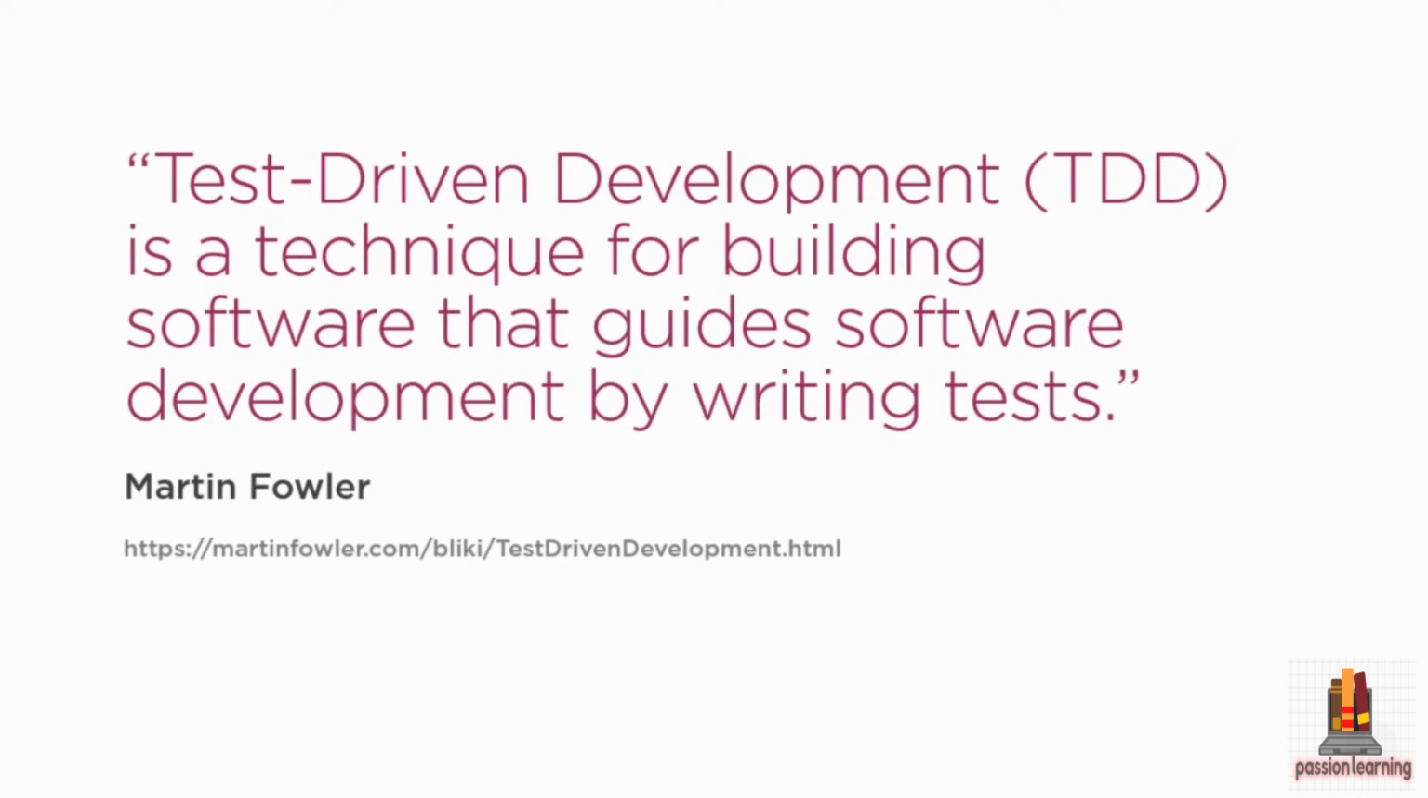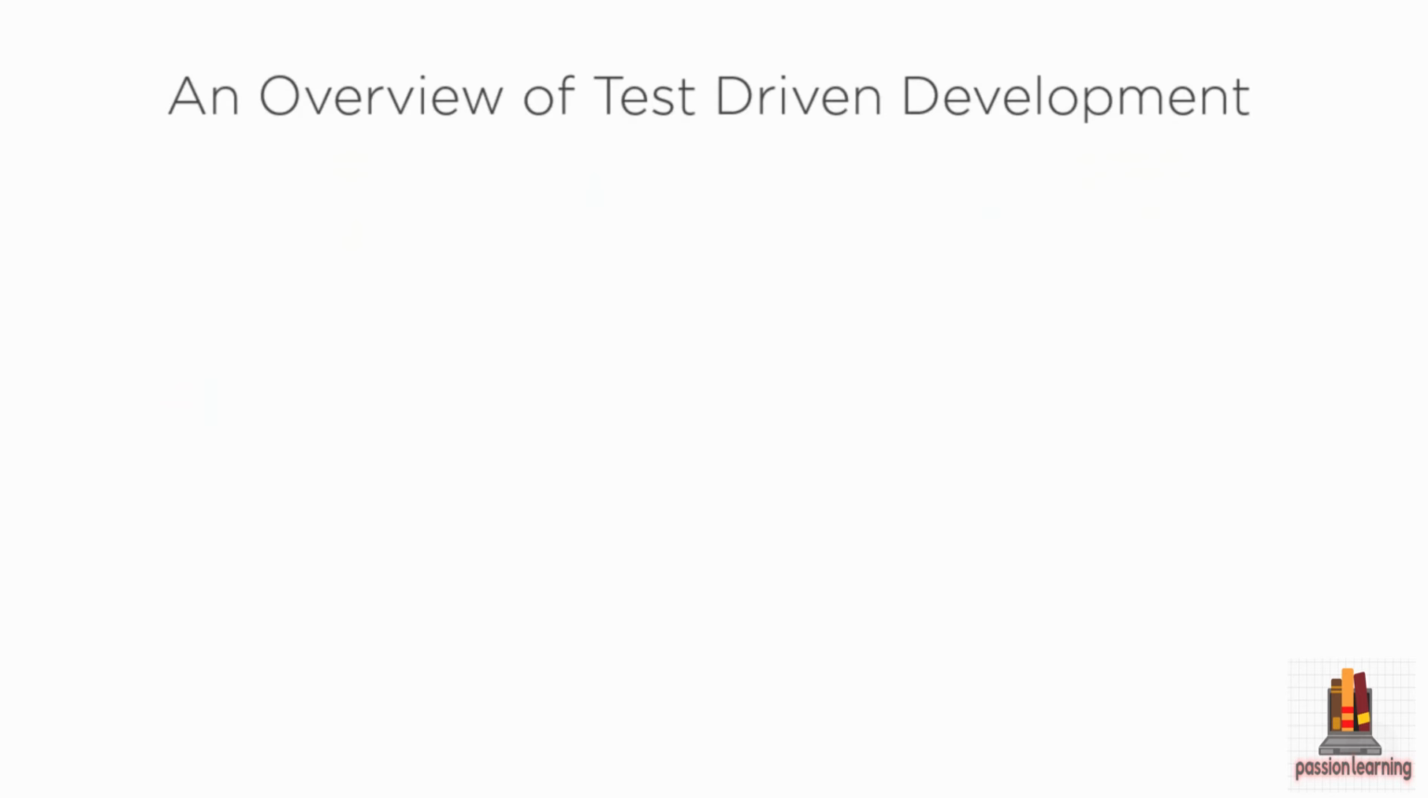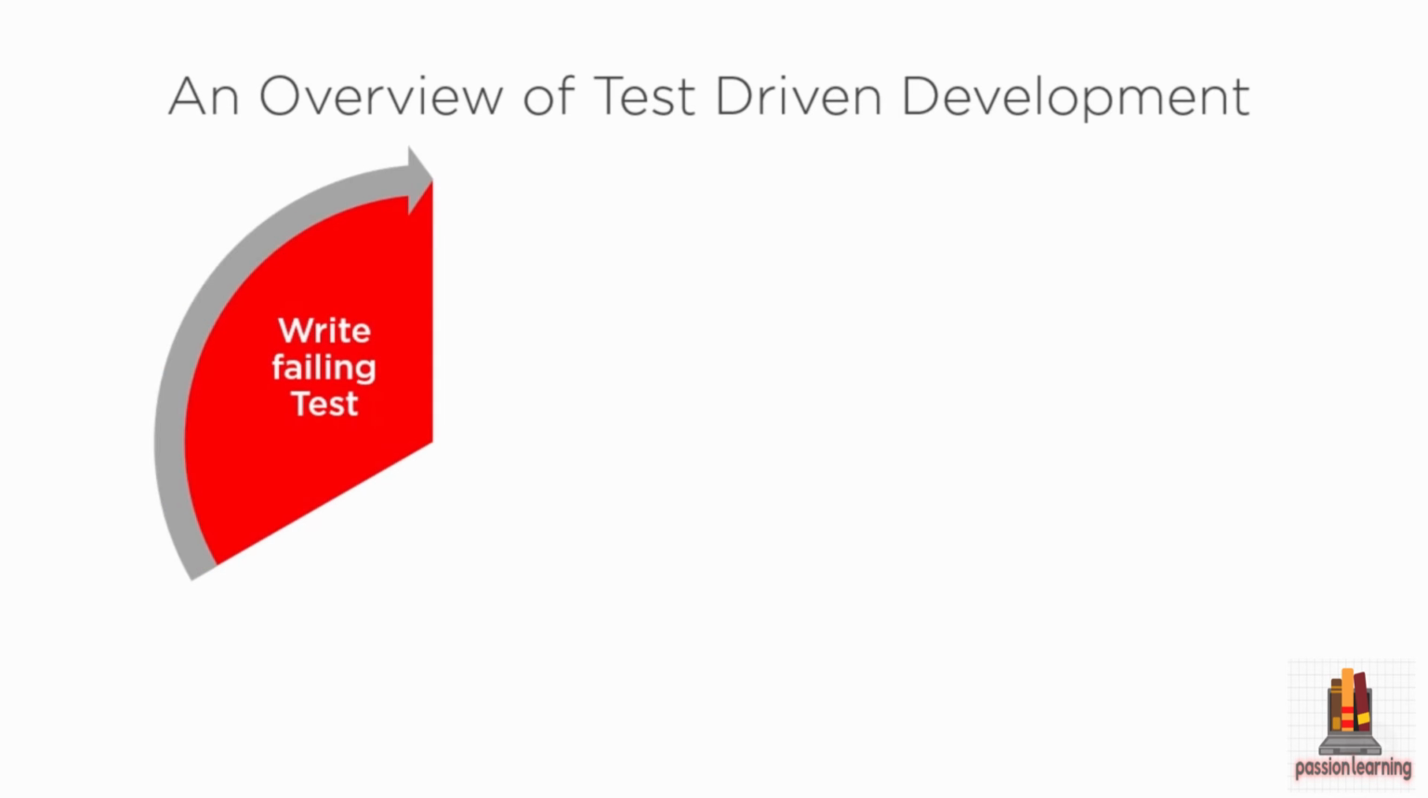One technique that can be used when creating automated tests is the practice of test-driven development. Test-driven development, or TDD, is a technique for building software that guides software development by writing tests. There's essentially 3 phases to TDD. The first phase is the creation of a failing test.